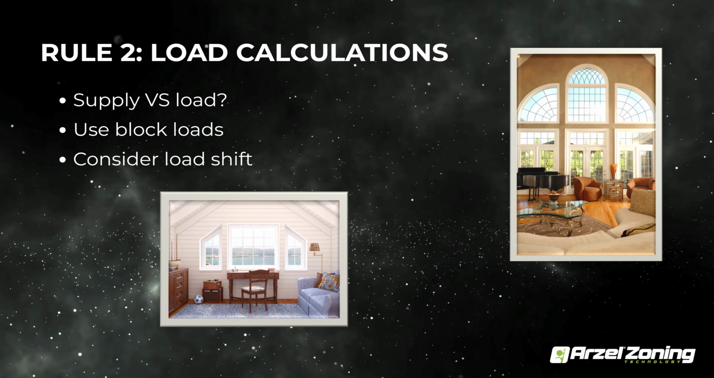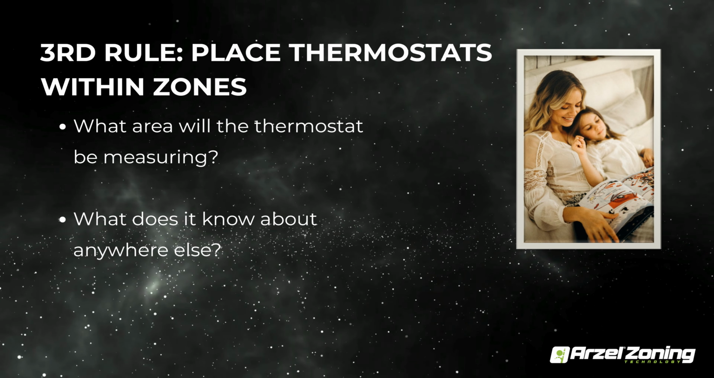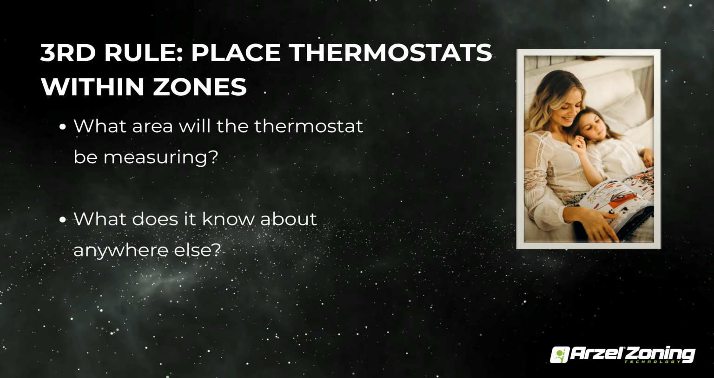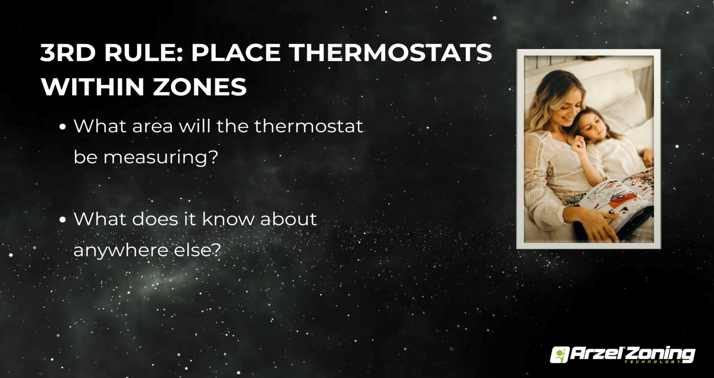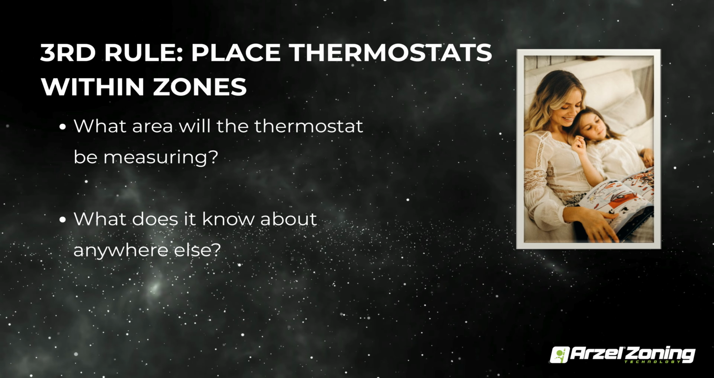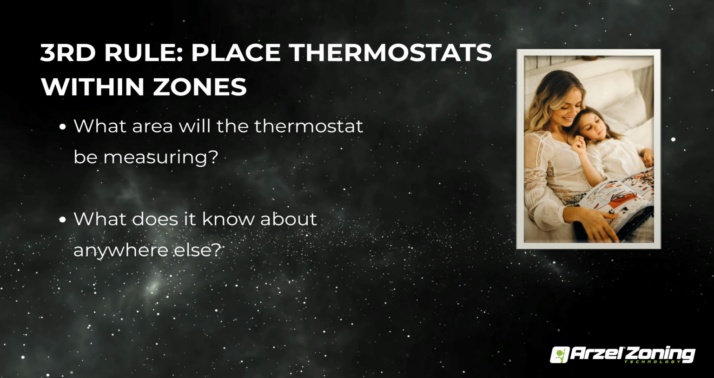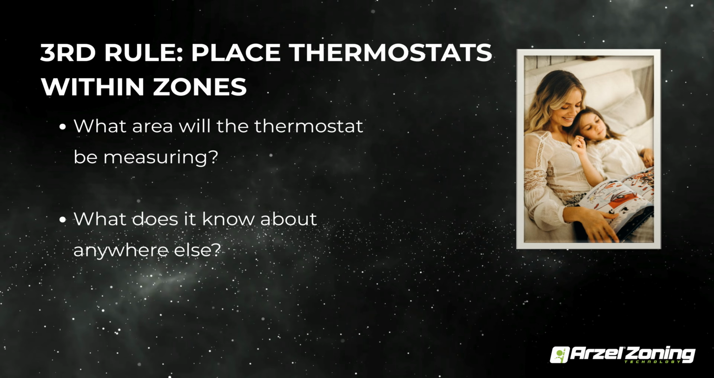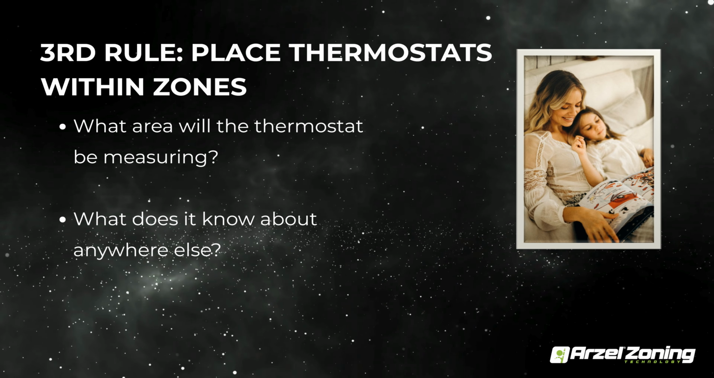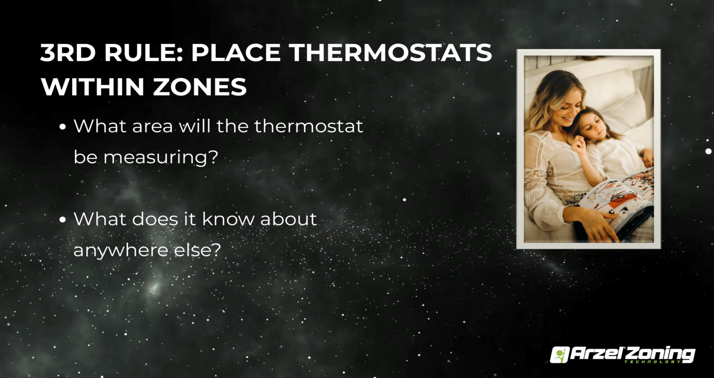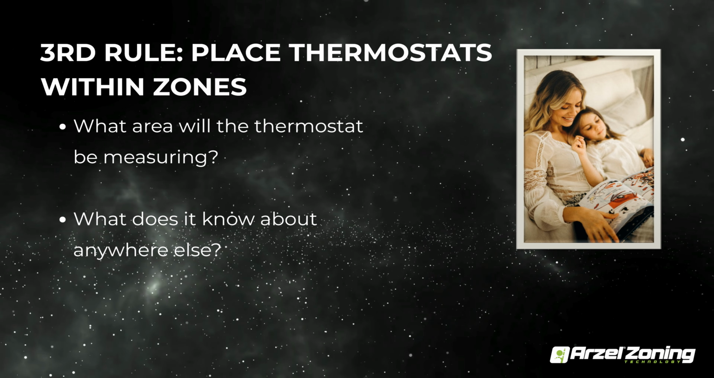And then the 3rd rule, put the thermostats in the zones that they're going to control. Where do you think the most common place for a 2nd floor thermostat is? Hallway. Is the hallway the same temperature as the bedroom above an unconditioned garage, 3 outside walls, tons of windows? Does the hall match that room?